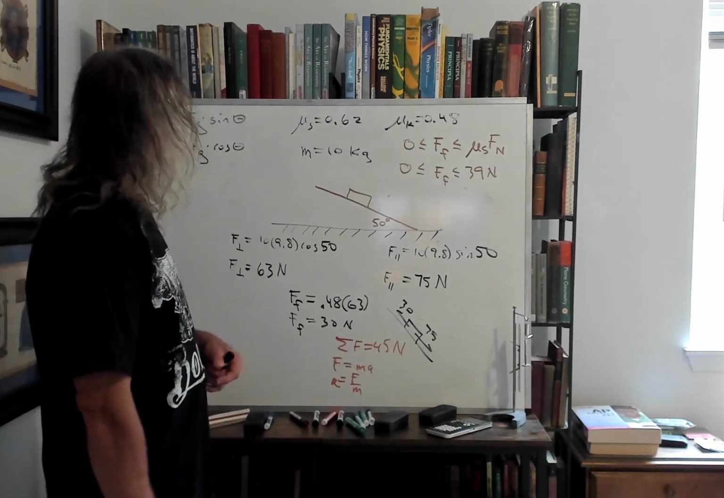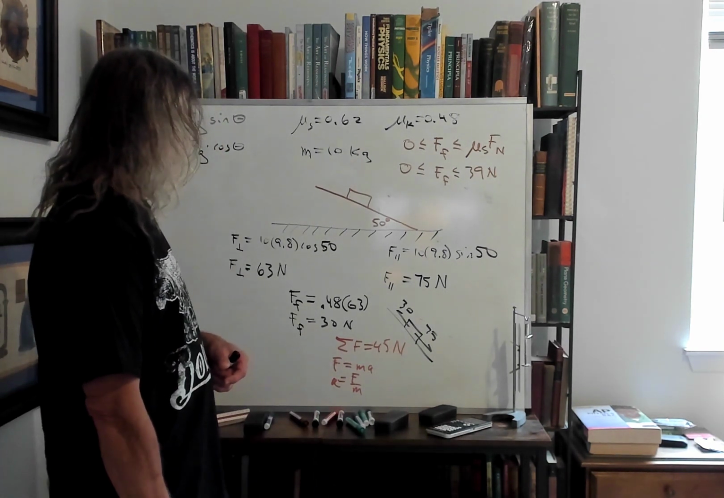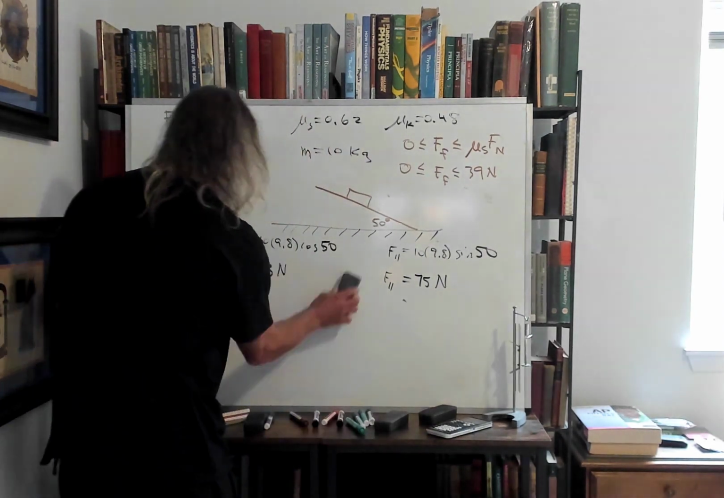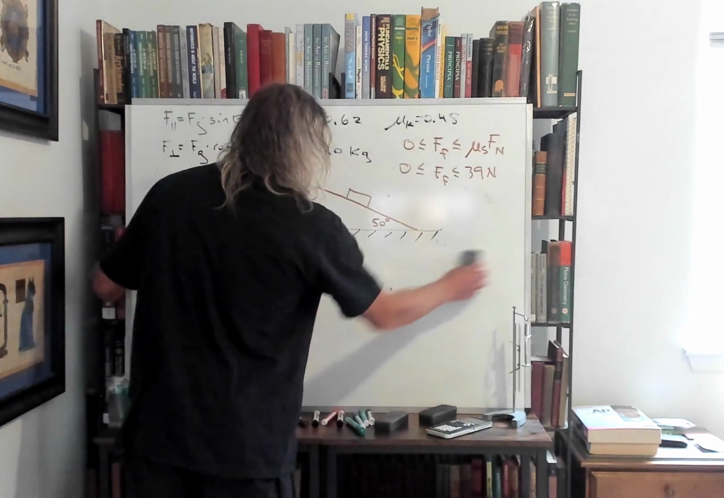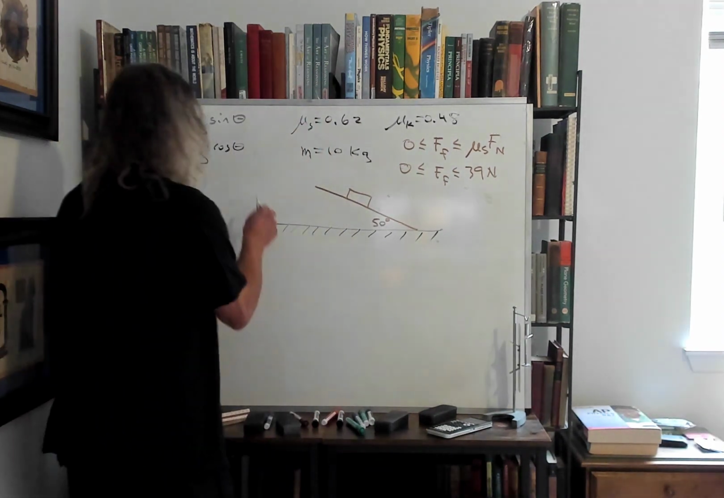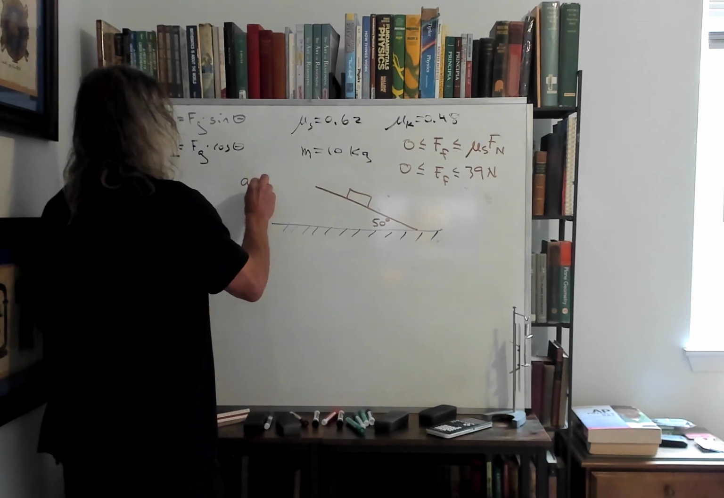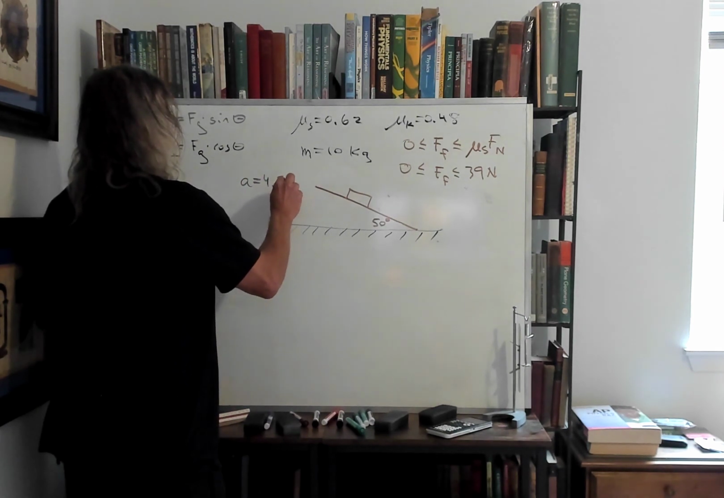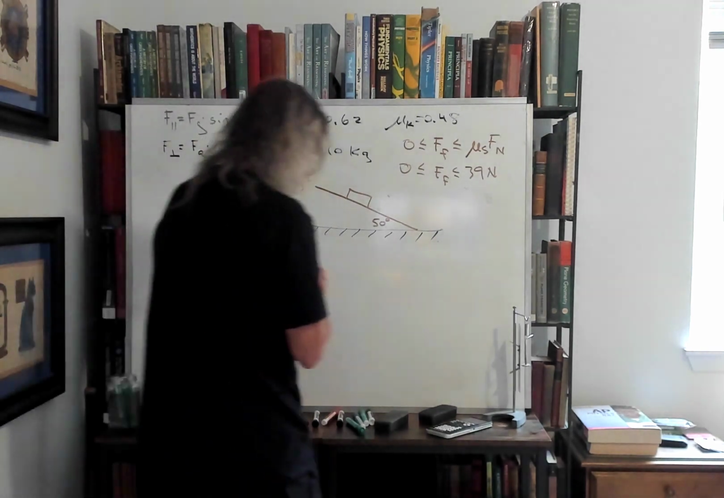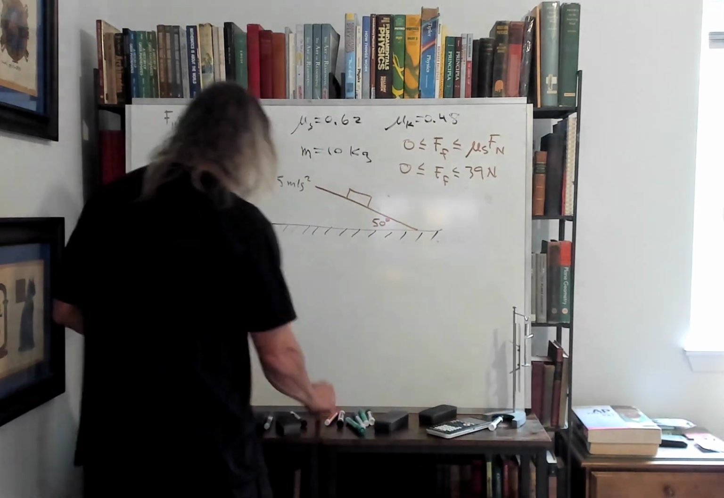We have 4.5 meters per second squared. All right, so let's say we've done this analysis, and then we can go: acceleration, 4.5 meters per second squared.